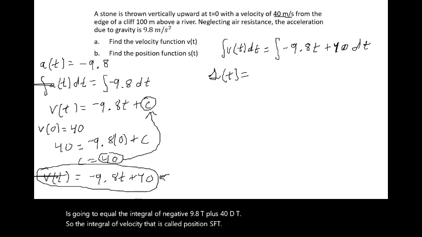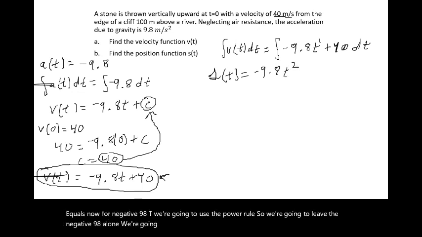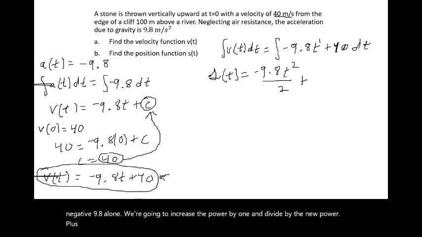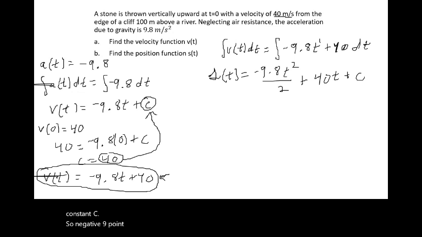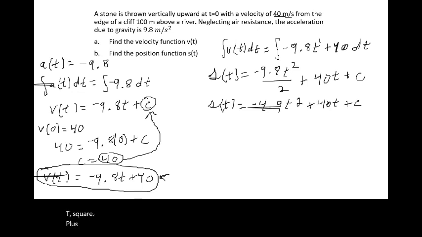equals, now for negative 9.8t, we're going to use the power rule. So we're going to leave the negative 9.8 alone. We are going to increase the power by 1 and divide by the new power. Plus integral of 40 with respect to t will be 40t. And then don't forget we have our plus arbitrary constant c. So negative 9.8 divided by 2 will give us negative 4.9. So we have s of t equals negative 4.9 t squared plus 40t plus c.